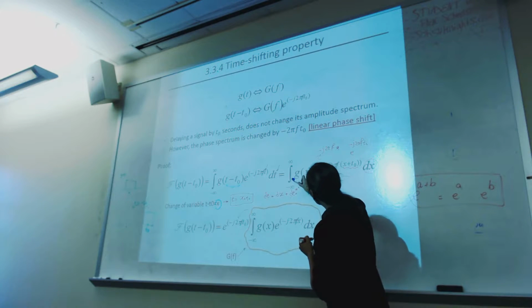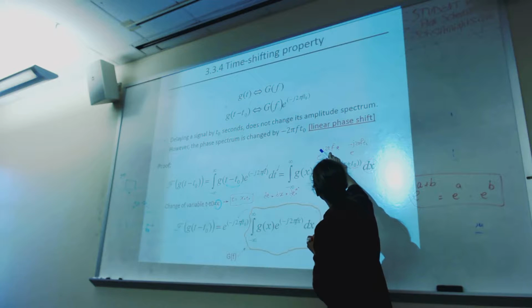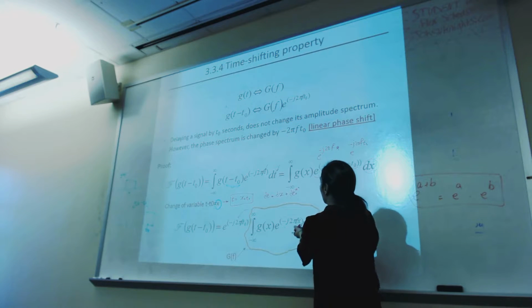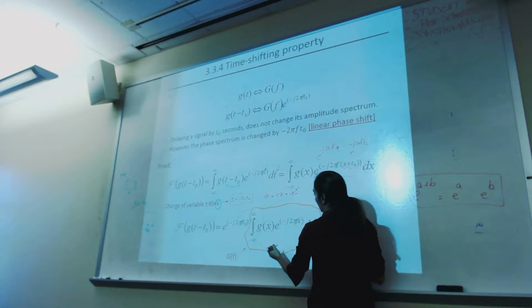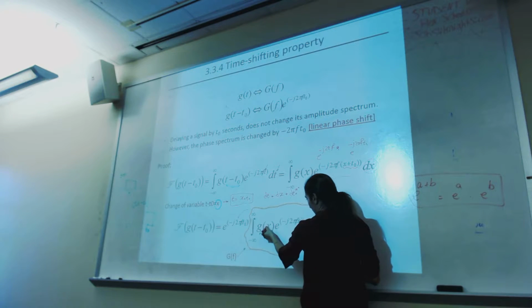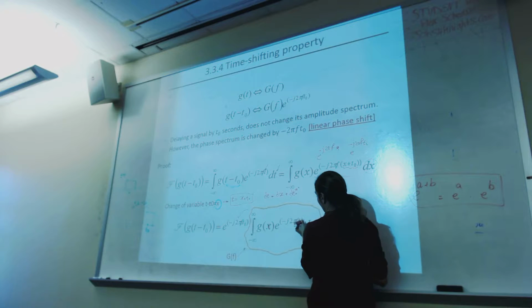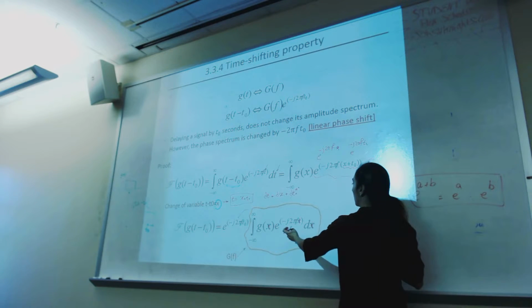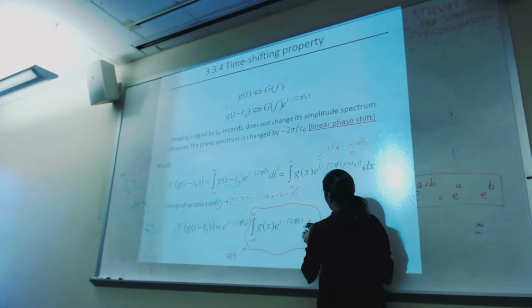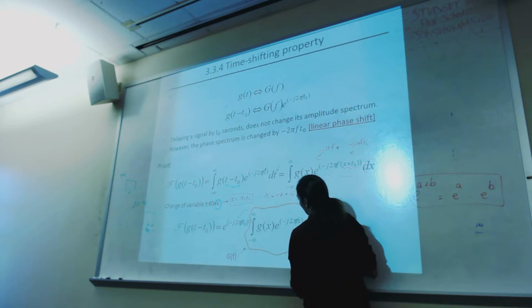The rest is the integral of g of x e to the minus j 2 pi f x dx. Very good, that's something that we are familiar with. We have seen this if you had t. It doesn't matter, I can change all the variables to something else. It's just naming, right? So the whole thing is G of f.